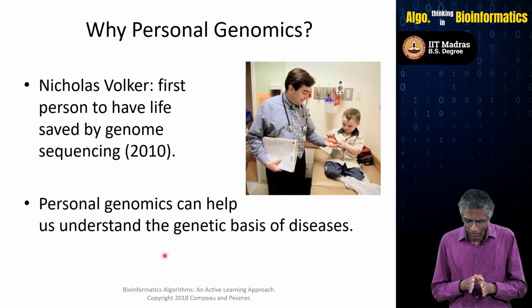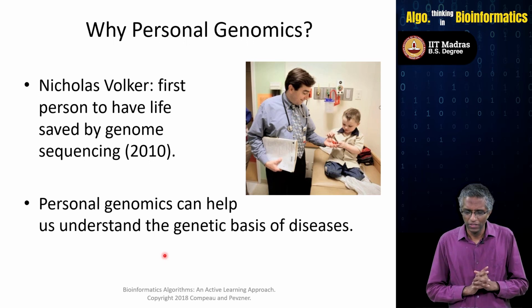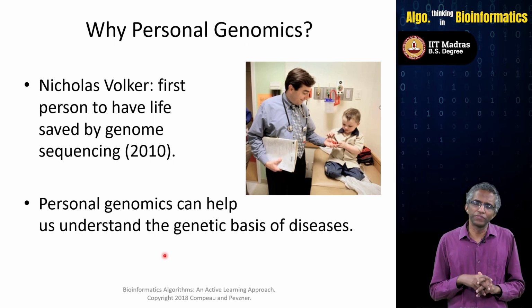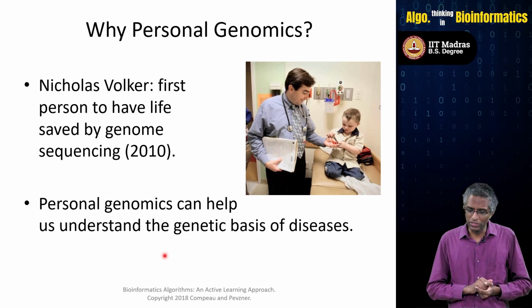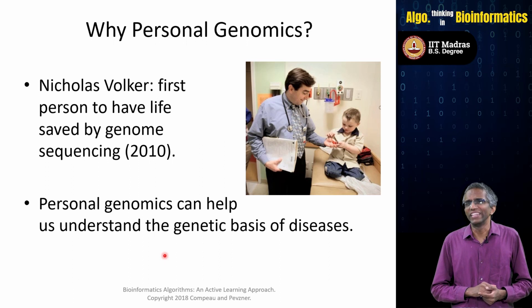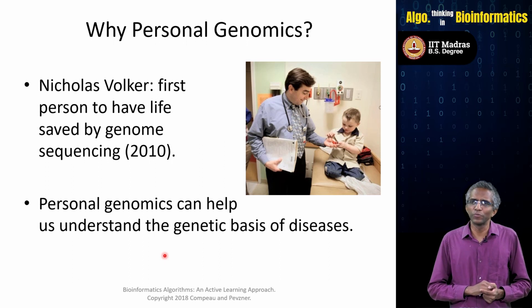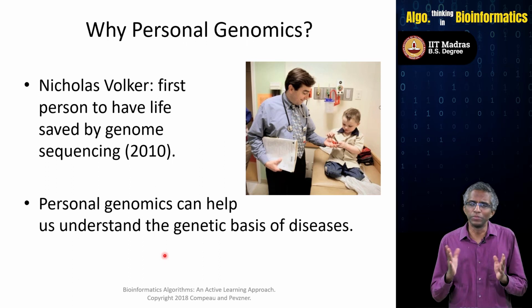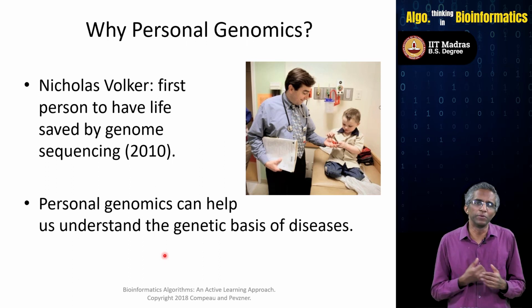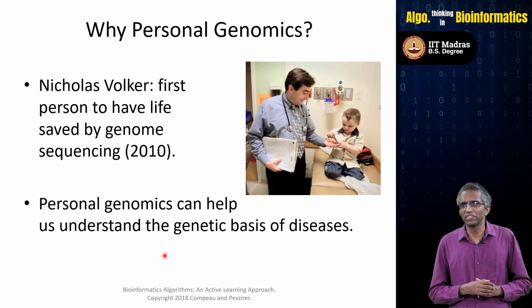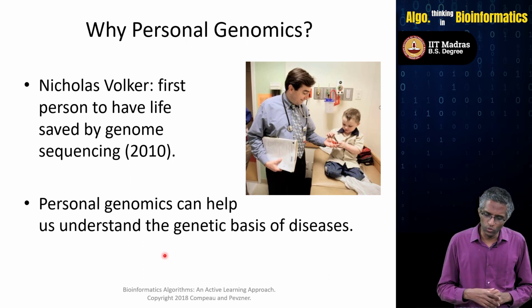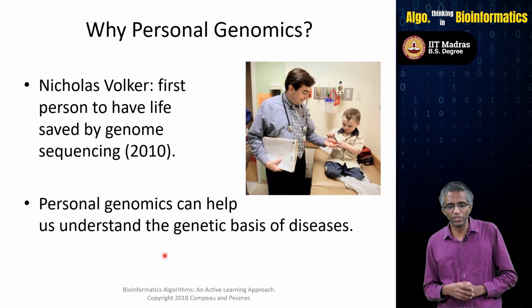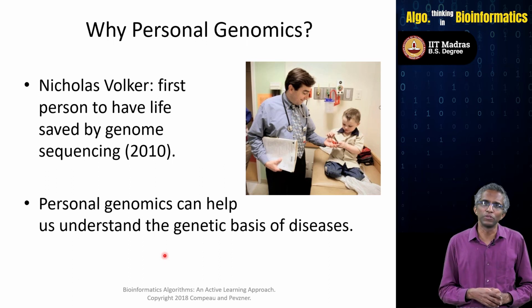pattern matching. And we have already mentioned personal genomes, identifying different people's genomes and the mutations in their genomes, because it is incredibly useful in the setting where there are certain rare mutations which have very large phenotypic, very large observable changes, right? So phenotype is an observable behavior, with very large effects in terms of disease manifestation, right? Nicholas Volker is shown here as the first person to have his life saved by genome sequencing, about 2010.